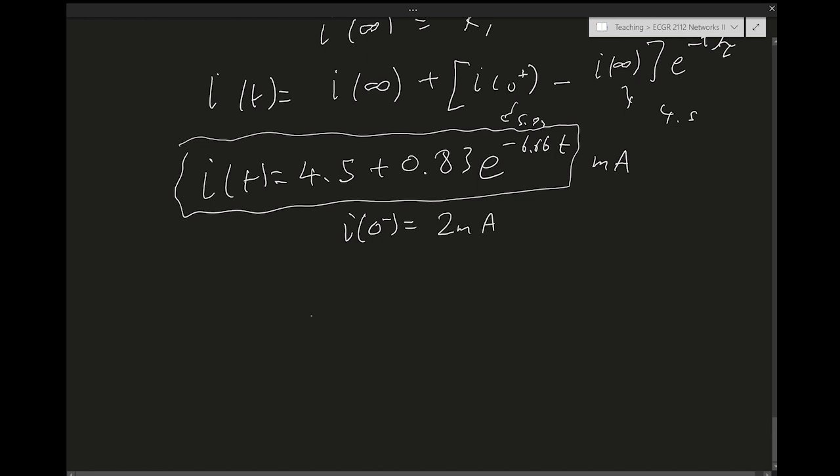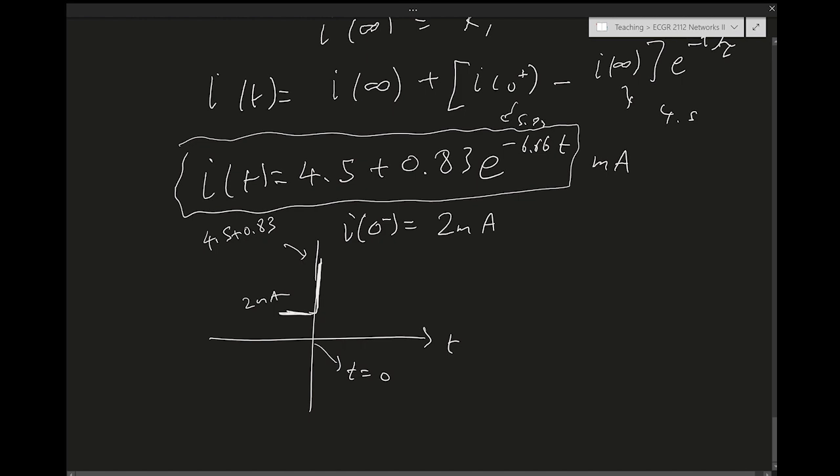So if you plot the response versus time, where the transient happens at t equals 0, the current used to be 2 milliamps. Then at t equals 0, e to the power 0 is 1. Right, I have 4.5 plus 0.83, so the current jumps to 4.5 plus 0.83. I don't want to do it, too lazy to do the sum, right?